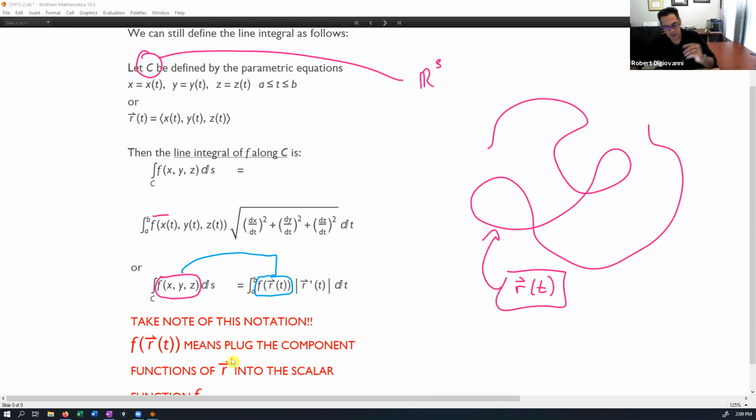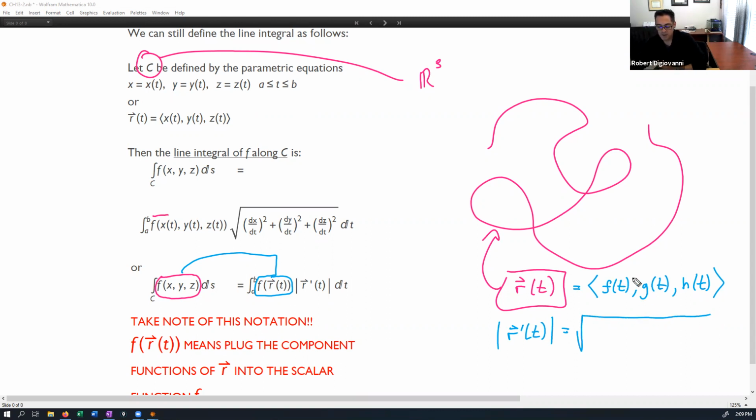But the cool thing is, remember, this vector function should be some function of t, some other function of t, and some other function of t. It should have three components. Each one is a component function. So if I were to ask you for the magnitude of this vector, you're going to try and find the magnitude of the derivative. What's the derivative of that? Well, you just take the derivative of each one, right?